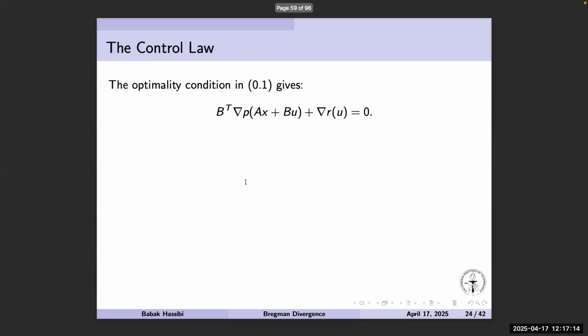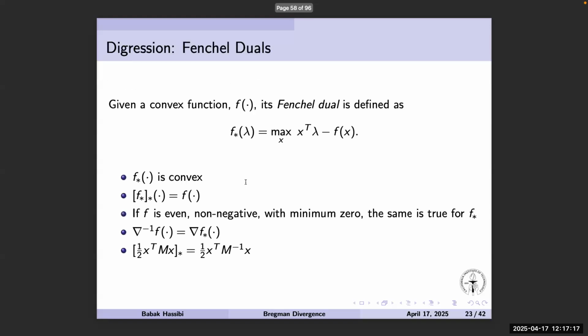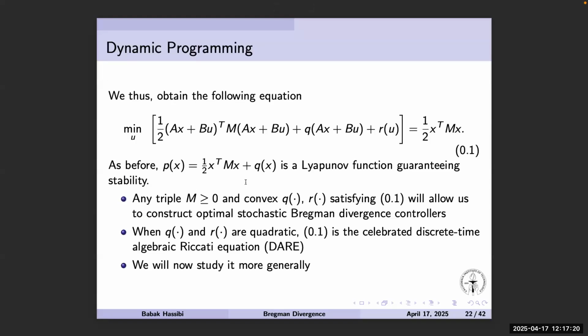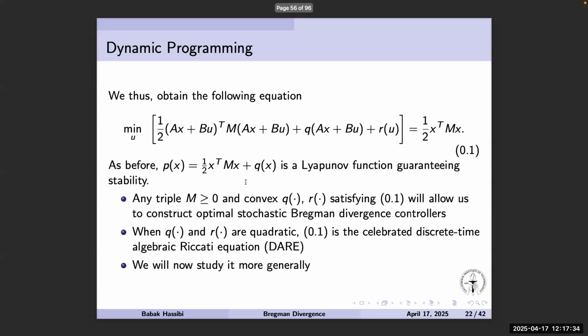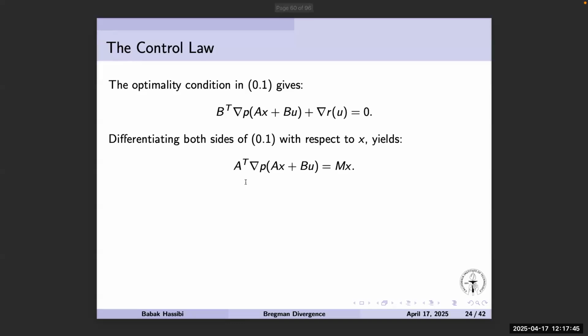Using Fenchel duals, I'll just show you quickly, one can actually solve this 0.1 equation. The way you do it, I'm minimizing over u. If you take derivatives with respect to u, you get that equation. That's the optimality condition. Again, if you look at this equation, it's an identity in x. I'm insisting this function be equal to that for every x. So I can take derivatives with respect to x. If you do that, you get this equation. It's clear from these that I can eliminate the gradient of p. I do.